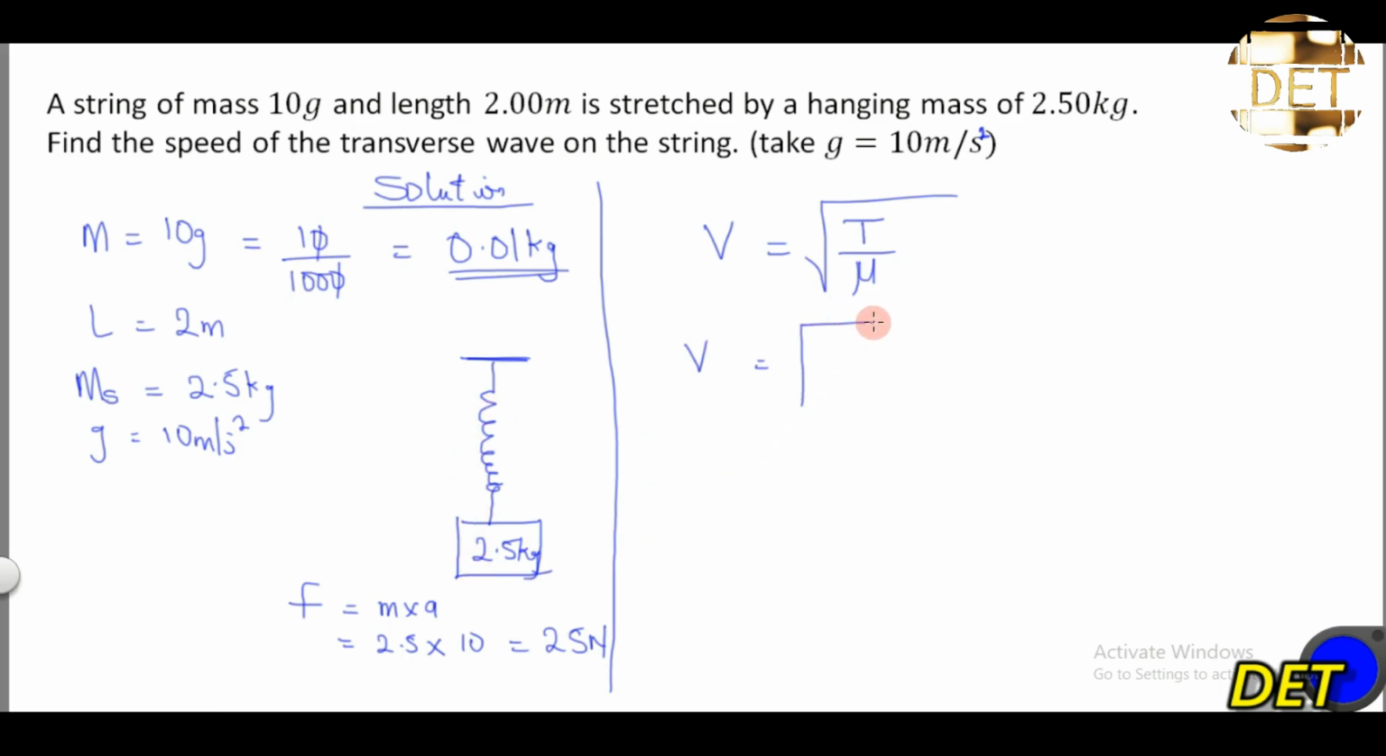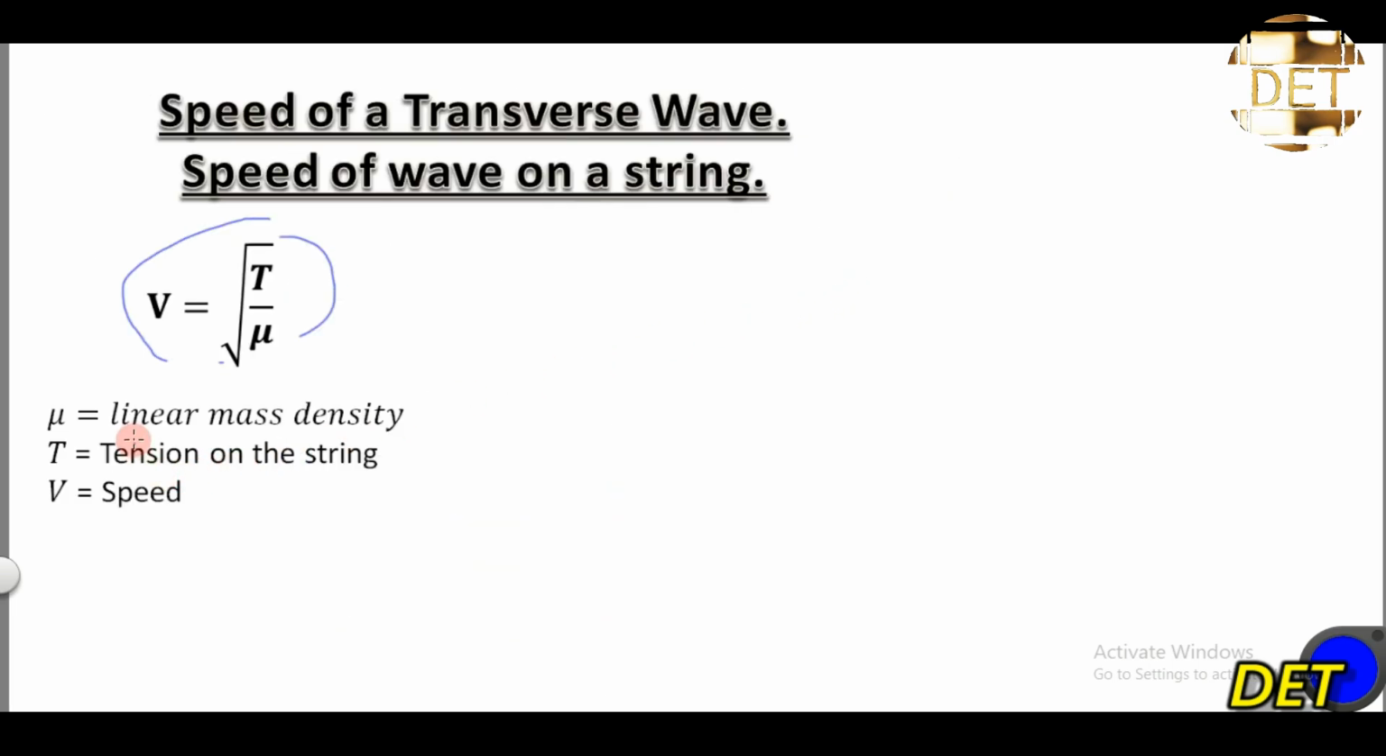So v will be equal to the square root of 25, where my tension T is equal to 25 Newton, right? Square root of 25 divided by, what is this mu? The linear mass density, right? And what is the formula for linear mass density? Density is equal to mass over volume. But here we're looking at linear mass density. So linear mass density is equal to the mass divided by what?